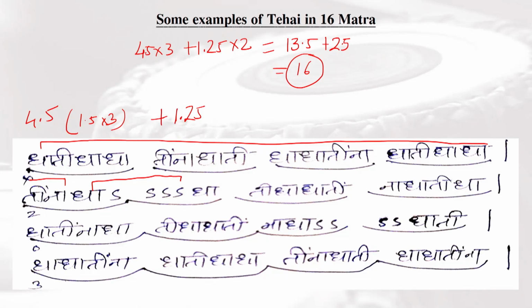Once again we will see this Tehai. Dhati dhada tinna, dhati dhada tinna, dhati dhada tinna, dha. Dhati dhada tinna, dhati dhada tinna, dhati dhada tinna, dha. Dhati dhada tinna, dhati dhada tinna, dha. So dhati dhada tinna, dha takita with combination, that is 1.25 pause. So we'll move to the next Tehai example.